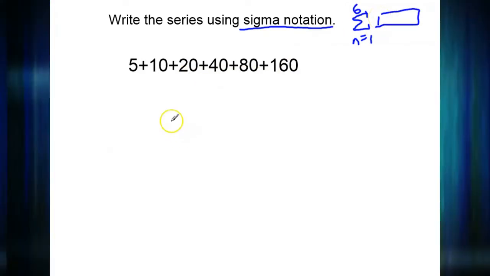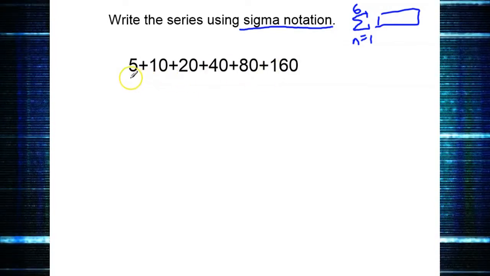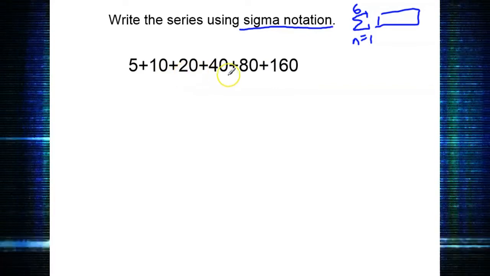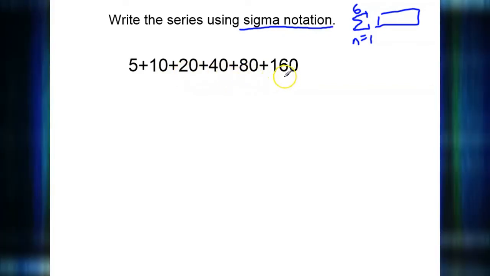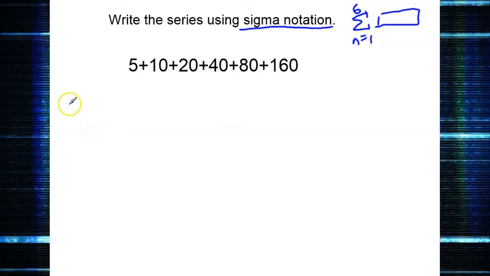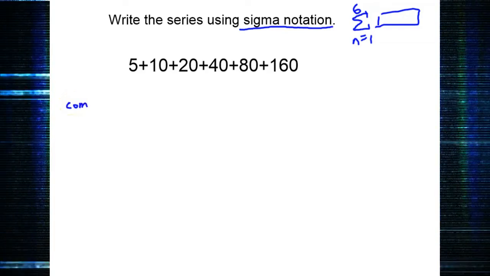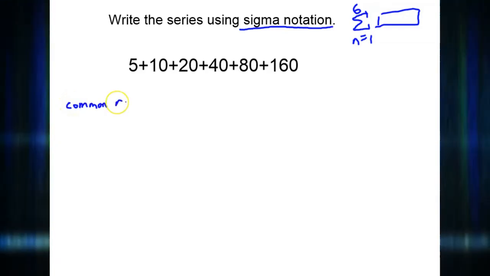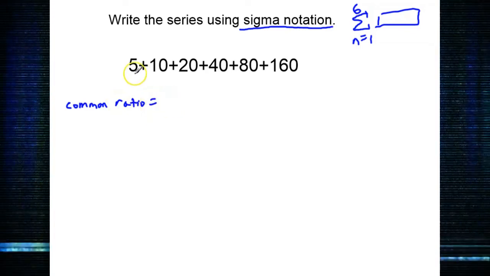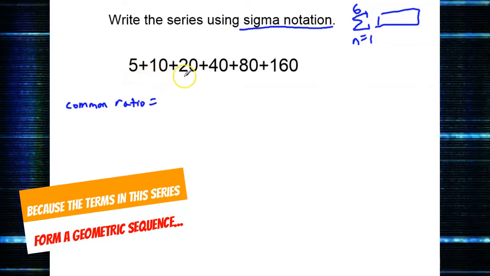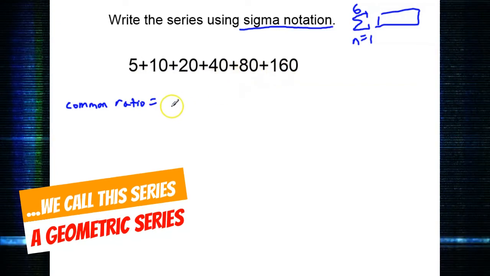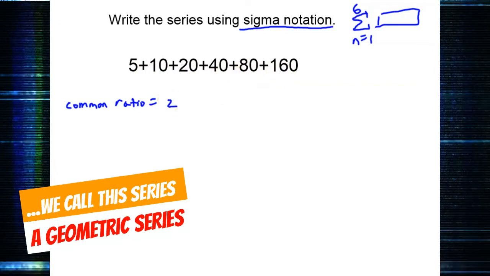What are we going to use to get each of the terms? So we need to get the pattern of these numbers. So 5 times 2 is 10, 10 times 2 is 20, 20 times 2 is 40, and so on. As we go, we're multiplying by 2. So this one is not addition, this one is multiplication. So it's an example of a geometric sequence which will have a common ratio. The common ratio here was 2, because 5 times 2 is 10, 10 times 2 is 20, 20 times 2 is 40, and so on. So we're going to say that the common ratio is 2.